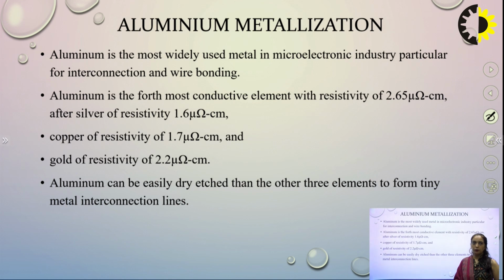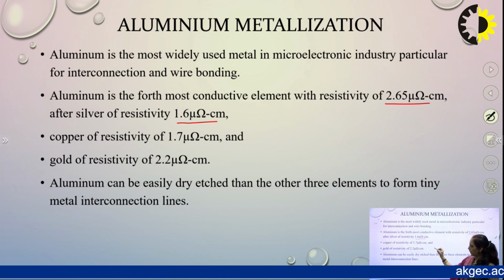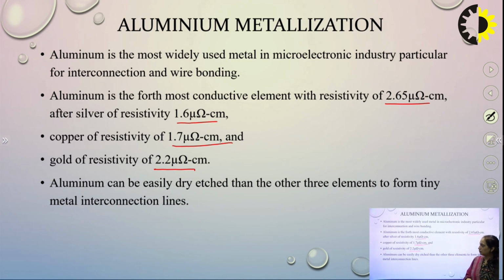Next is when we do the aluminium metallization. Metallization of aluminium is done because aluminium is the most widely used metal in the microelectronic industry and particularly for the interconnection and wire bonding. Aluminium is the fourth most common conductive element with the resistivity of 2.65 micro ohm centimeter, and the silver has 1.6 micro ohm centimeter. Copper has the resistivity 1.7 micro ohm centimeter. Gold has the resistivity 2.2 micro ohm centimeter. Aluminium can be easily dry etched compared to the other three elements to form the tiny metal lines, tiny metal interconnections. That is why aluminium is preferred over all the rest of the three metal lines.